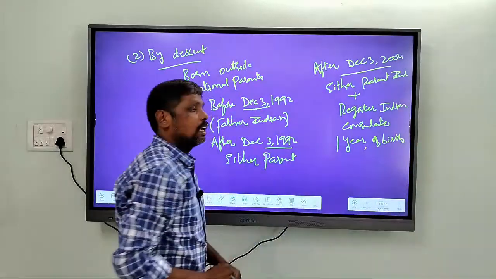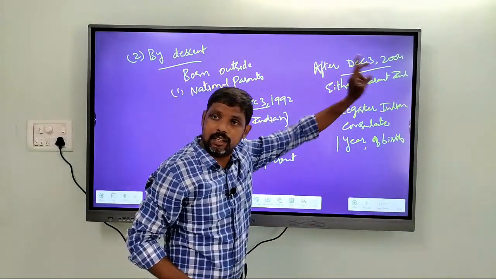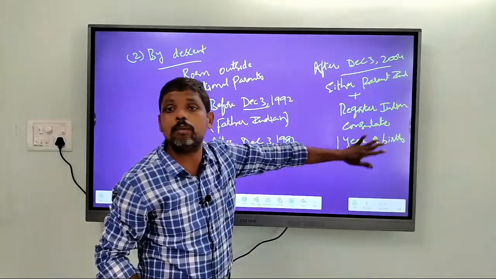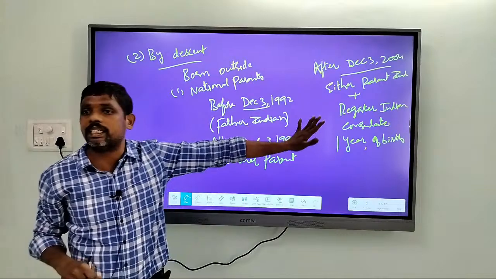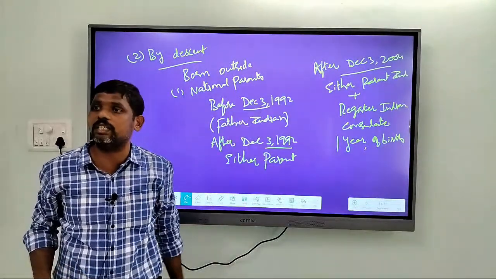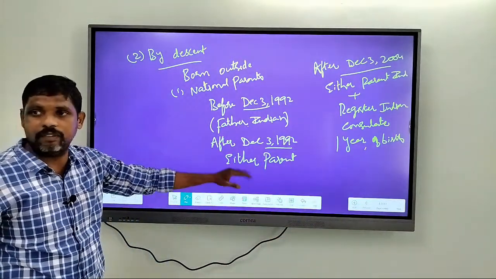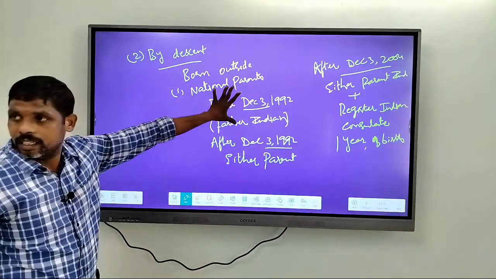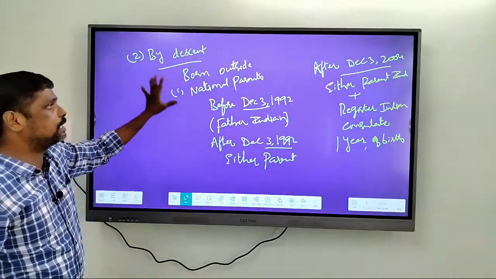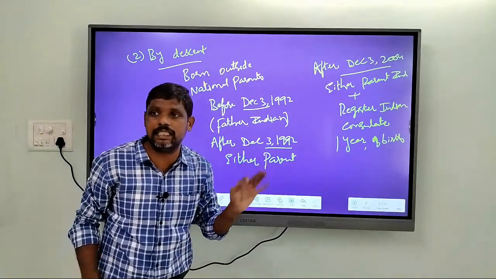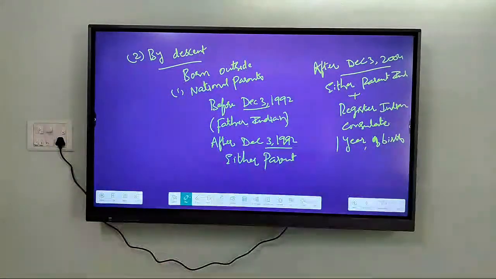That means either the parent should be an Indian citizen, and along with this, the child should be registered as Indian citizen in the Indian consulate office. Before that, there was no such requirement of registration. It is purely based upon the nationality of parents. So, these are the grounds for getting Indian citizenship to those individuals who have born outside of India.